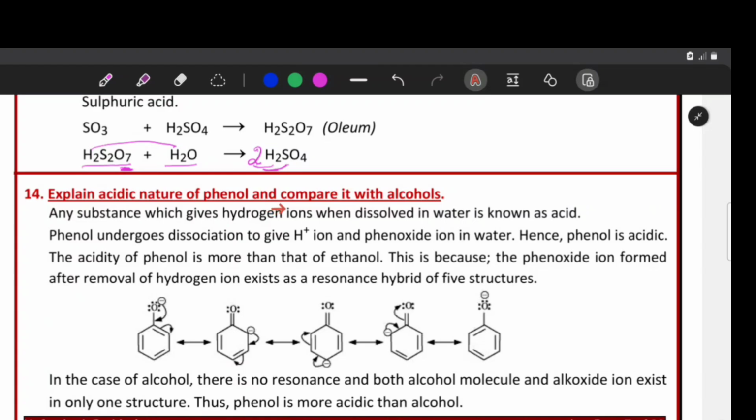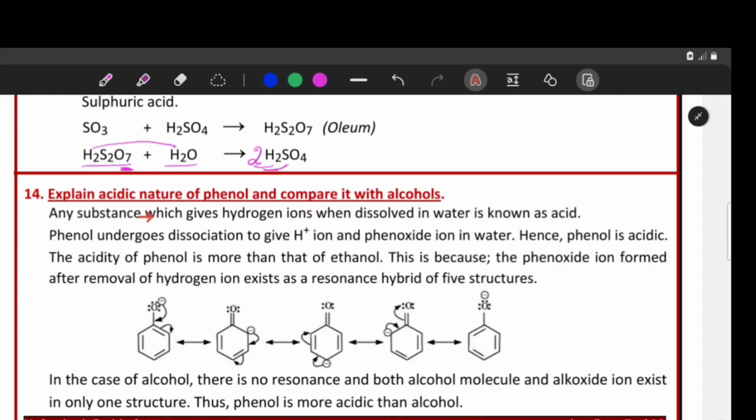So when the question is asked for 2 marks, you need not show all these resonance structures of phenoxide ion. If it is asked for 4 marks, it is better to write all the explanation given in this material, right? So here we have to compare the acidic nature of phenol and alcohol.